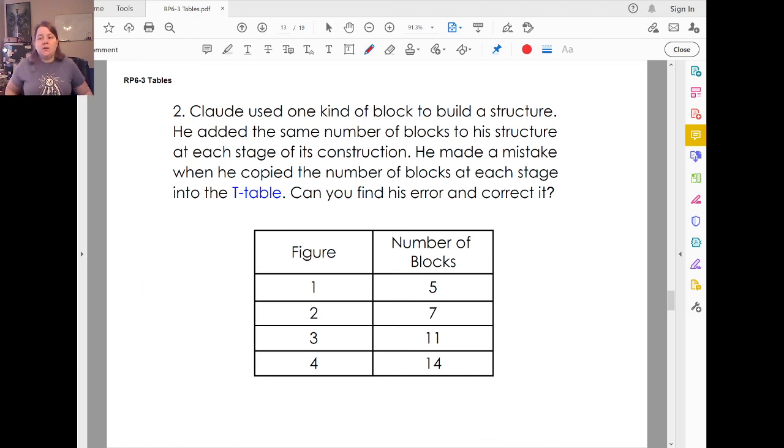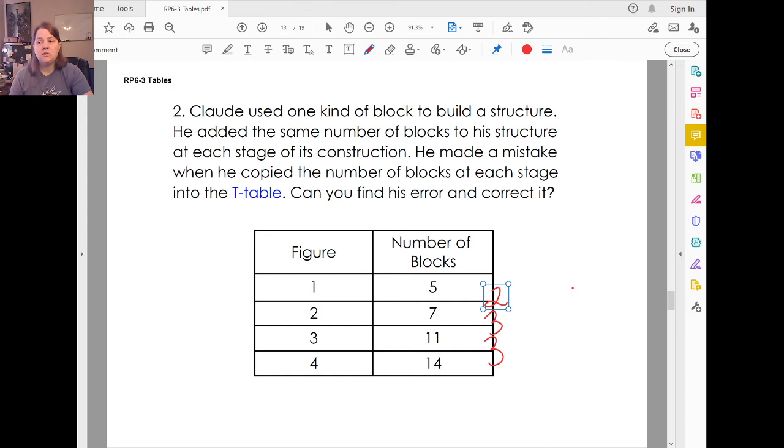Claude used one kind of block to build a structure. He added the same number of blocks in his structure at each stage, but he made a mistake when he copied the number of blocks into the T-table. Can you find the error? So, do you see how this changes by 2? 5 to 7 is 2. But 7 to 11, 7, 8, 9, 10, that changes by 3. And 11 to 14 changes by 3. So something went wrong in Claude's table.